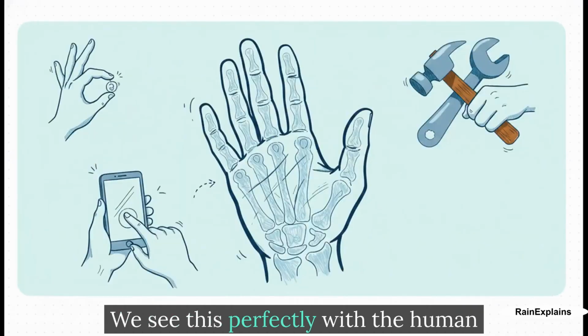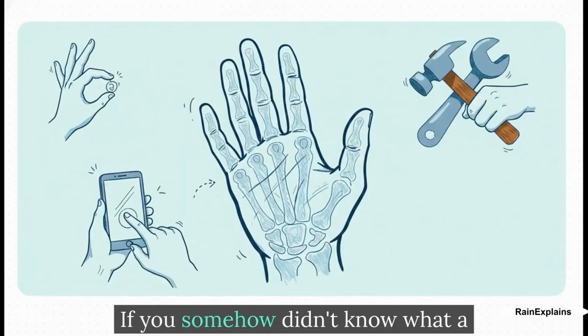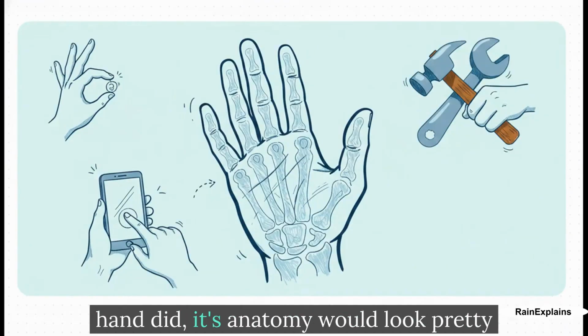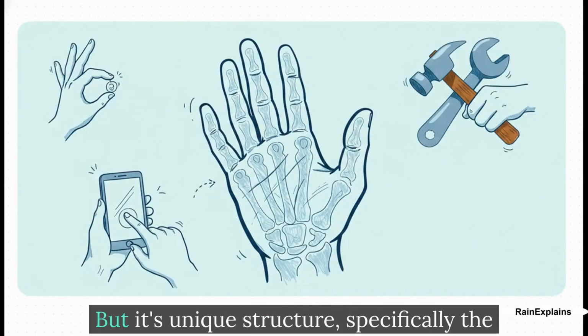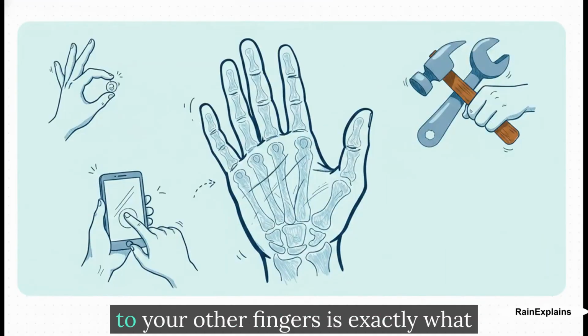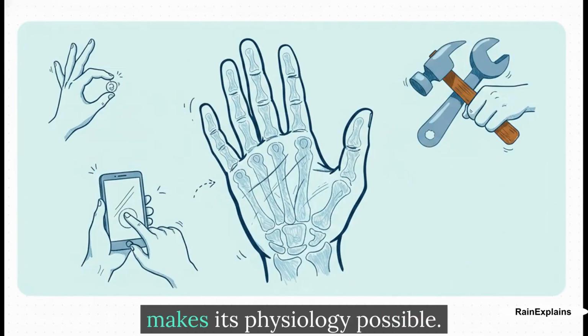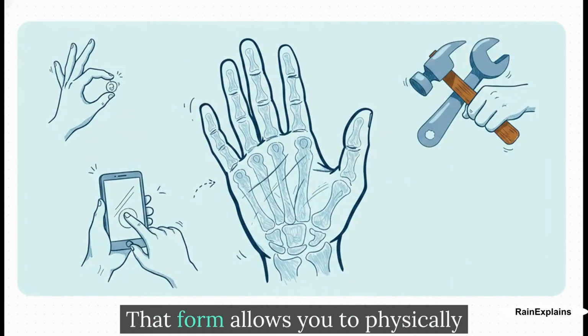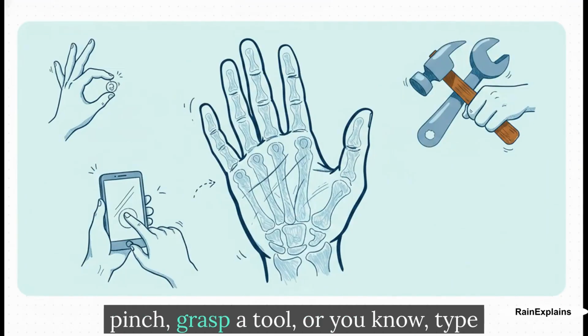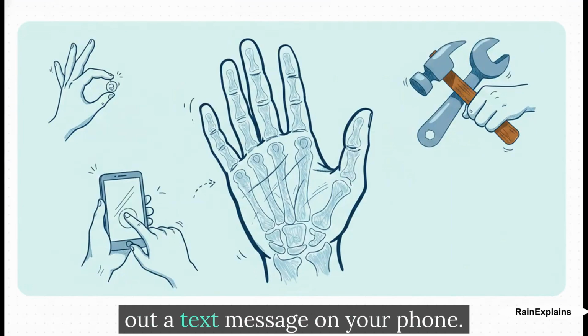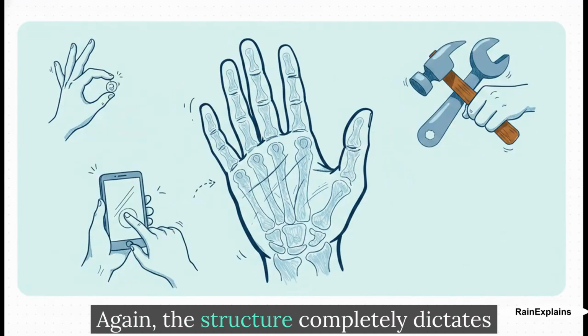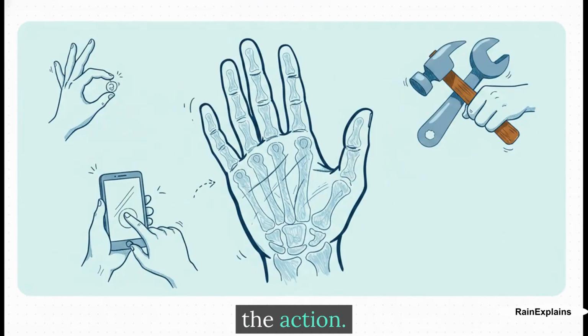We see this perfectly with the human hands, too. If you somehow didn't know what a hand did, its anatomy would look pretty bizarre. But its unique structure, specifically the alignment of the thumb in opposition to your other fingers, is exactly what makes its physiology possible. That form allows you to physically pinch, grasp a tool, or type out a text message on your phone. Again, the structure completely dictates the action.